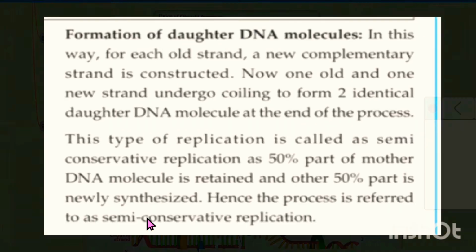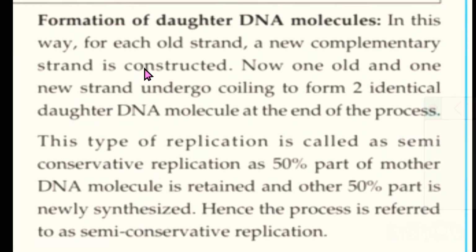The formation of daughter DNA molecules. In this, for each old strand, a new complementary strand is constructed. Now one is the old strand and one is the new strand, and they undergo coiling to form two identical daughter DNA molecules at the end of the process. So this type of replication is called semi-conservative replication, as 50% of the mother DNA molecule is retained and the other 50% is newly synthesized. Hence the process is referred to as semi-conservative replication.